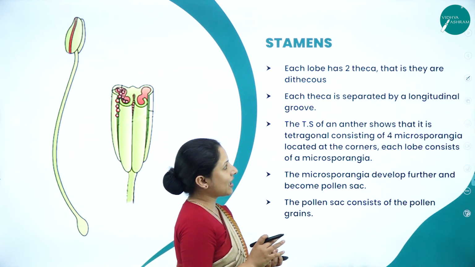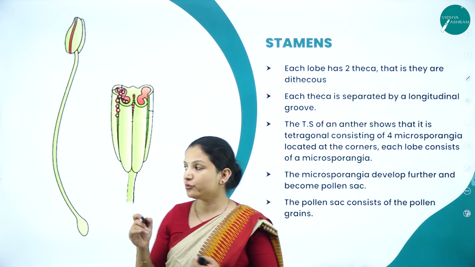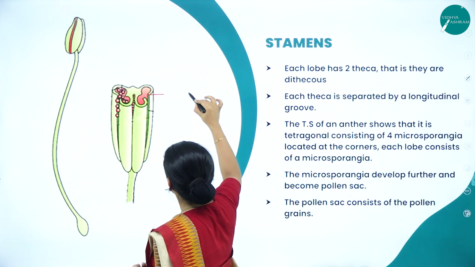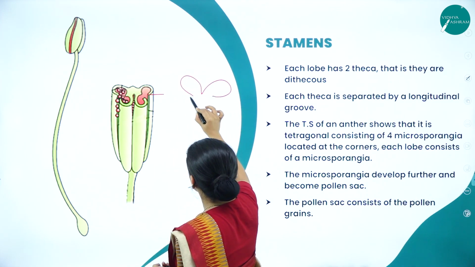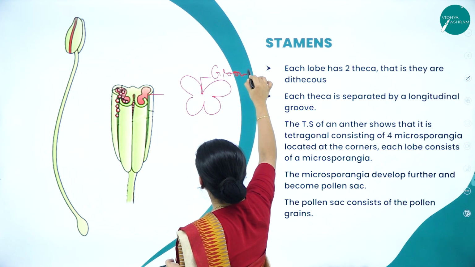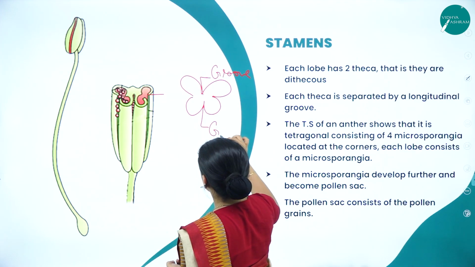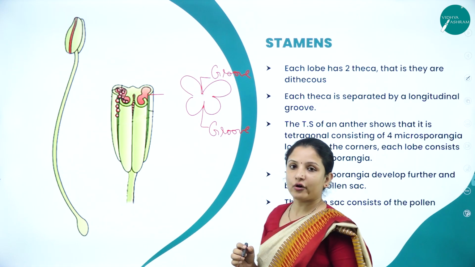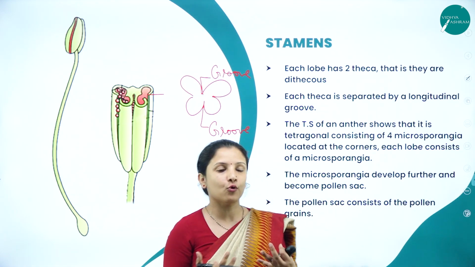Now, each theca is separated by a groove. What do you mean by a groove? Something like this, we call it a groove. Here also these constrictions that are there are called the groove. Now each lobe has its own groove.